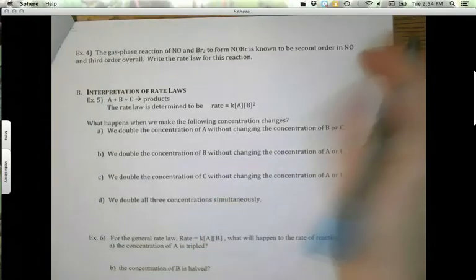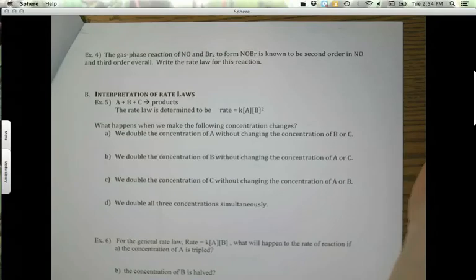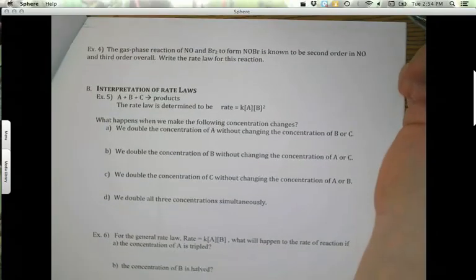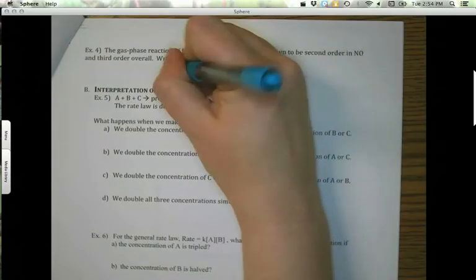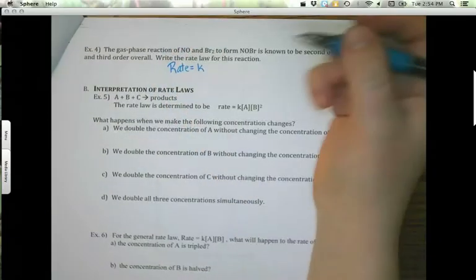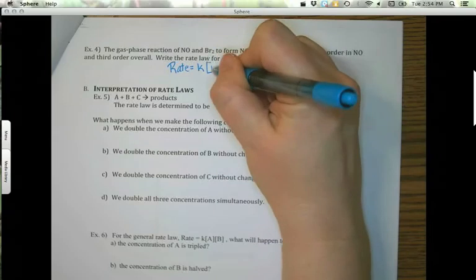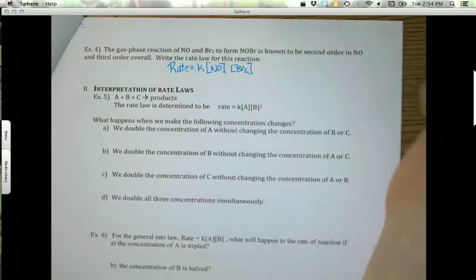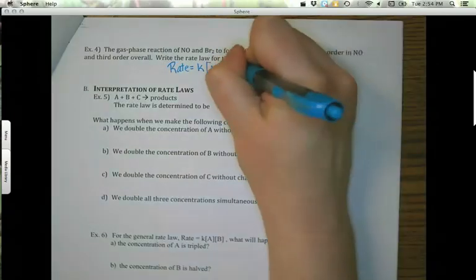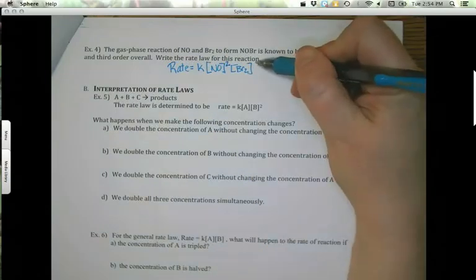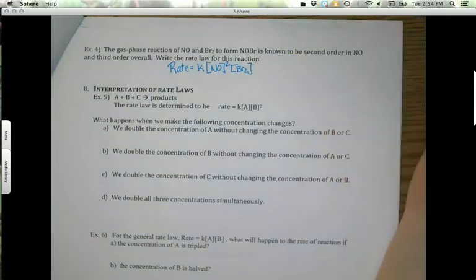Okay, so let's try a real life example. The gas phase reaction of nitrogen monoxide and bromine to form NOBr is found to be second order in NO and third order overall. Write the rate law for this reaction. So we're going to have rate equals k, we're not talking about k yet, and our two reactants, the concentration of NO and Br2, bromine. It's second order with respect to NO, and it's third order overall, so that means bromine must be to the 1 power, and so you can leave the 1 there, or it's understood.